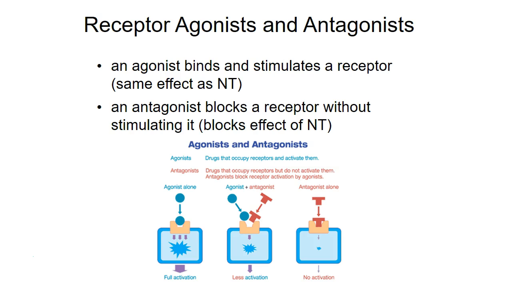So an agonist is mimicking the actions of the ligand, the chemical, right? And the antagonist is blocking. Everybody with me on that so far?